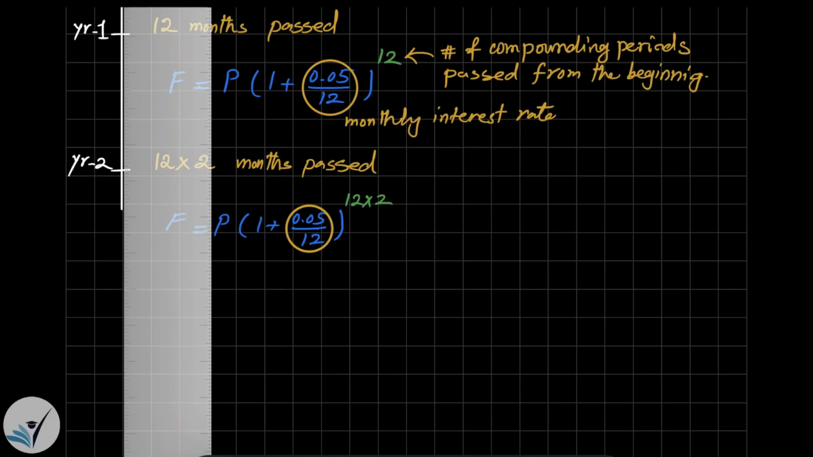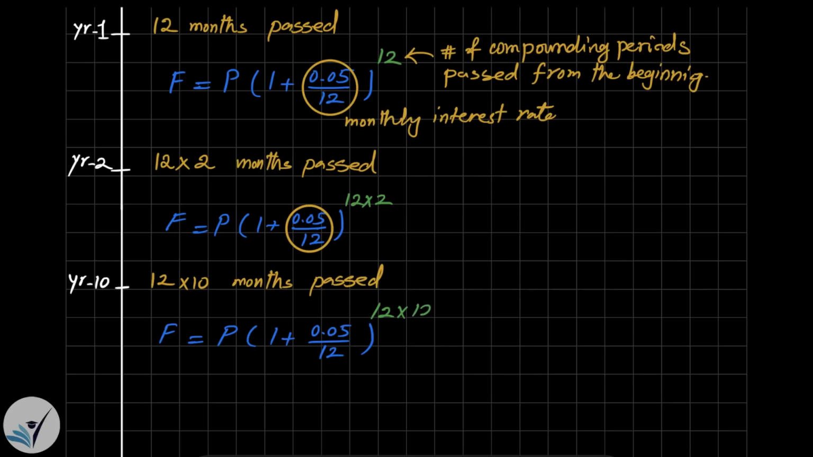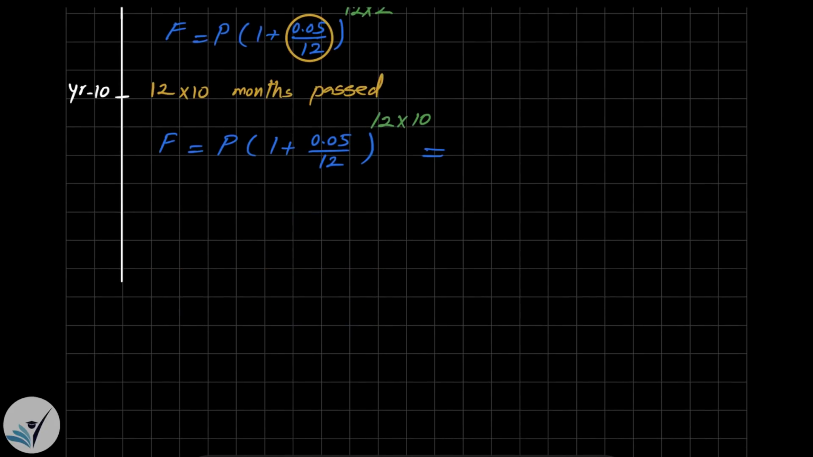Let me extend the timeline again. So after 10 years, we have 12 times 10 months passed. So the balance would be F is equal to P times 1 plus 0.05 divided by 12 to the 12 times 10. And if I replace P with $100, I would get $164.70.